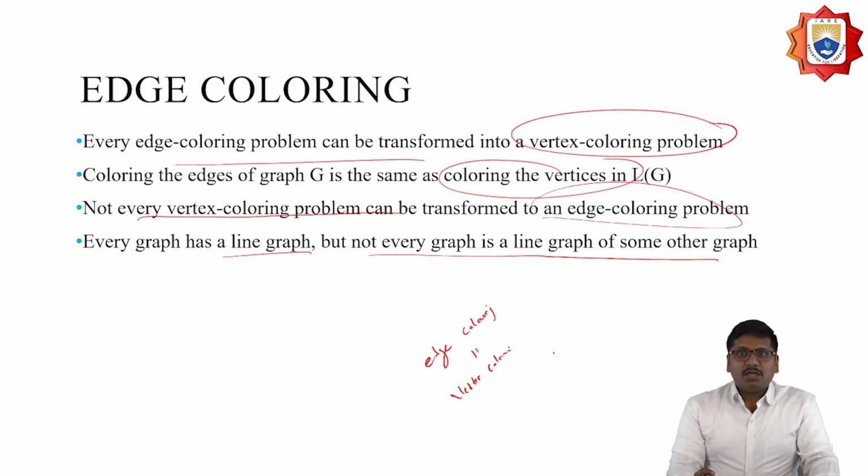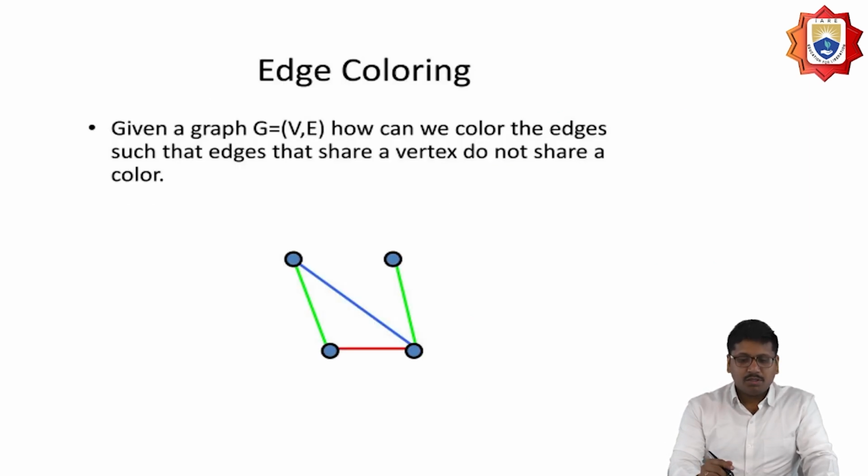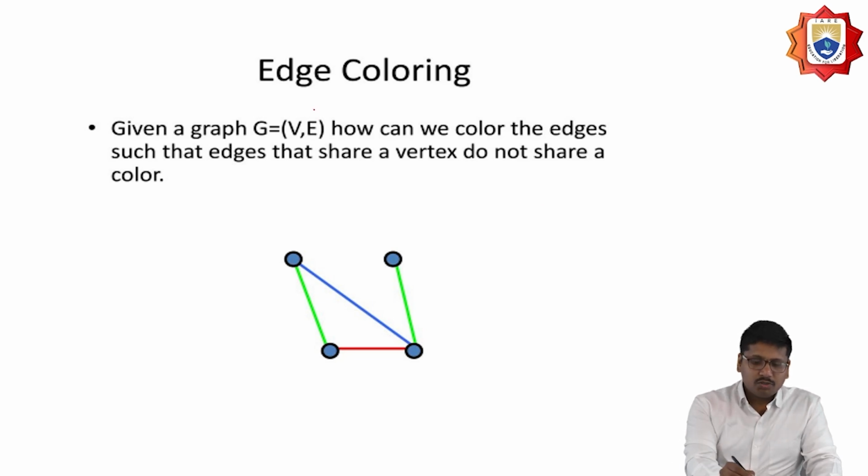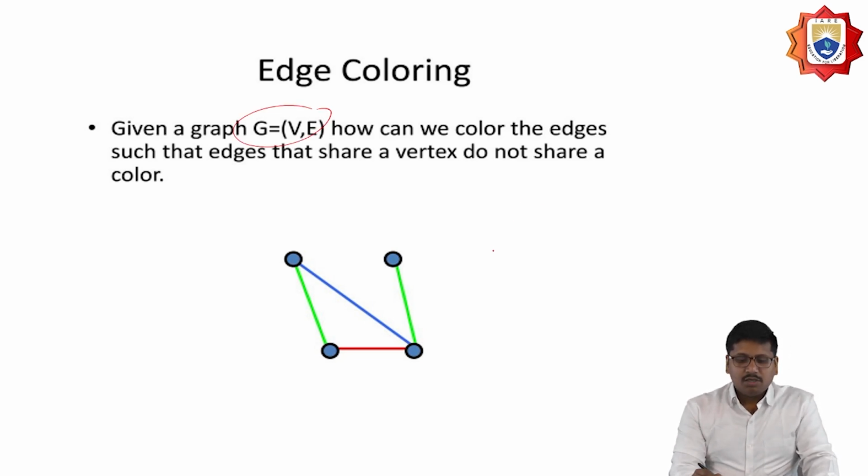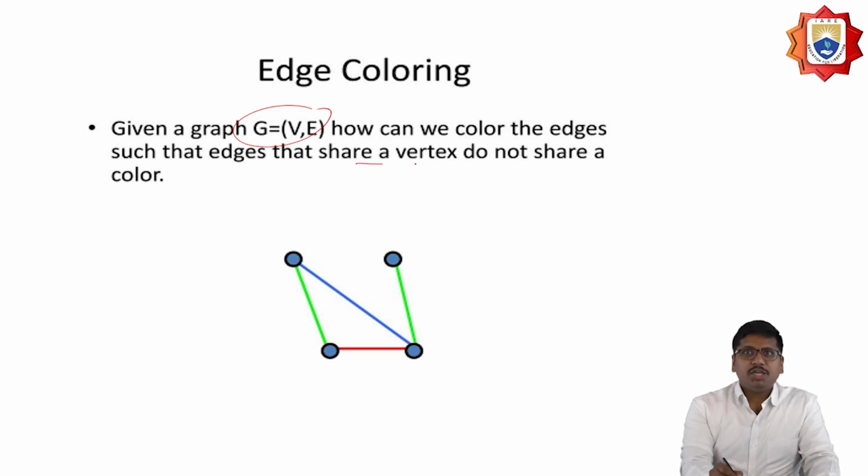Not every vertex color graph should be transformed into edge coloring. Edge coloring here. So given a graph, I'm going to color the edges such that the edges sharing a vertex do not share the same color as well.